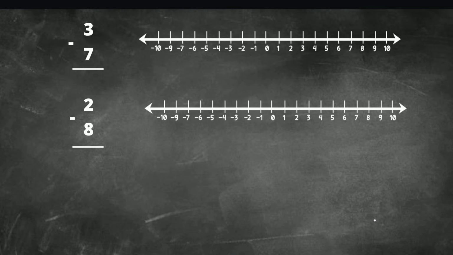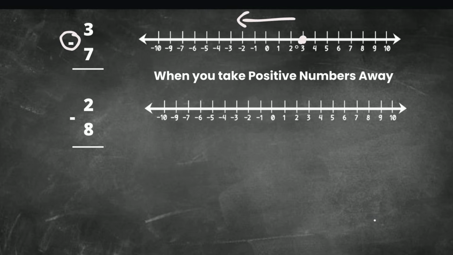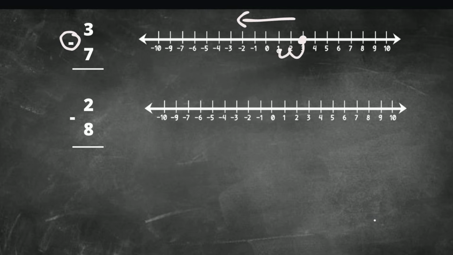If we look at this on the number line, we're starting at this 3, but we're taking 7 away because this is our operation, subtraction. So we have two positive numbers. So let's take 7 away. When you take numbers away, we're going to move in this direction. So we have 1, 2, 3, 4, 5, 6, 7. So we end up at negative 4. So 3, and if you take away 7, you're going to end up at negative 4.